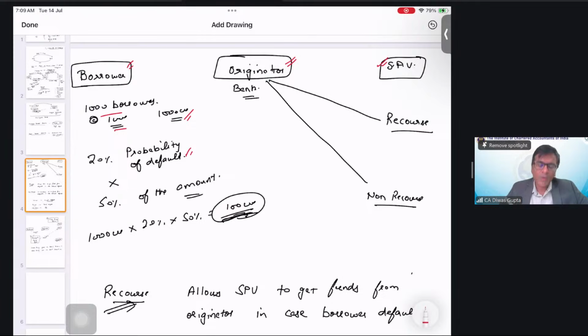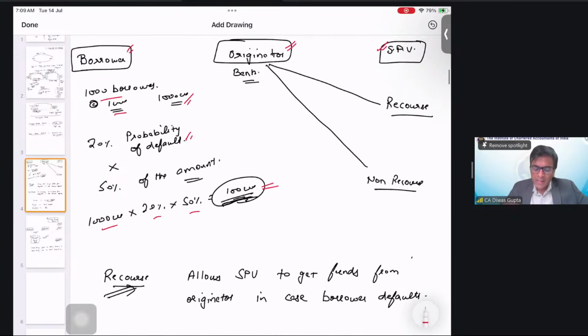Now, there is a 20% probability of default, that out of this 1000 crore, 20% of the people might default, and the extent of default would be on an average 50%. So can we calculate what is the defaulted amount? Yes, 1000 crore into 20% into 50%. So it comes out to 100 crore. So this 100 crore is the risk, correct? The risk that the originator will not be able to collect.